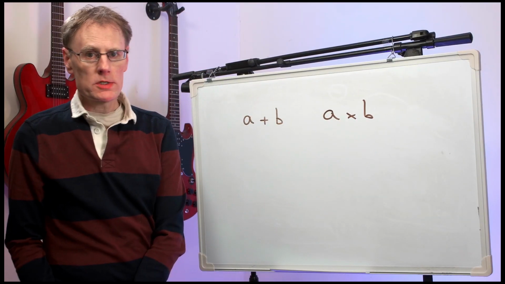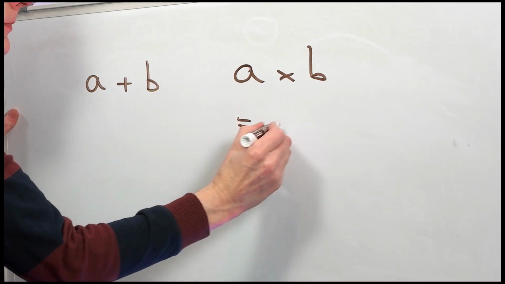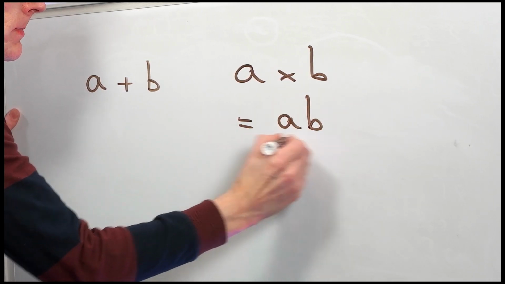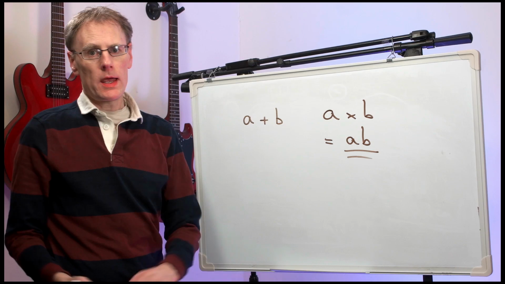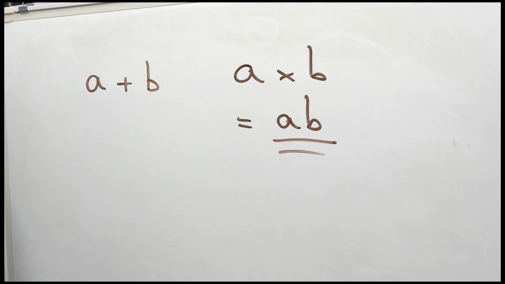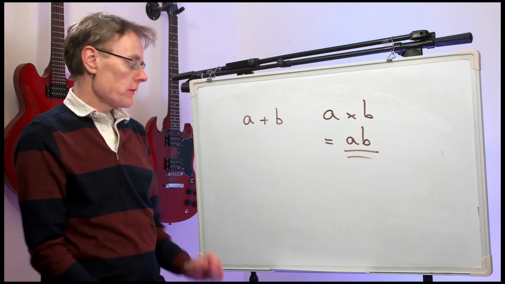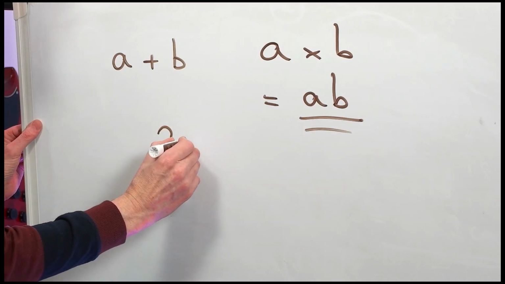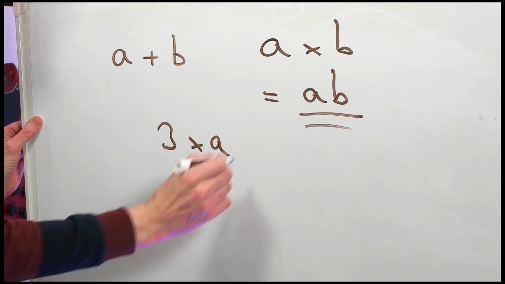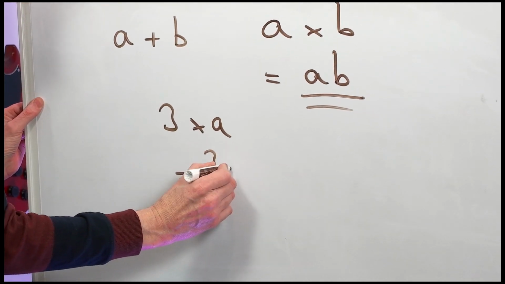Well, that can be written more simply as ab. That's just what it means. ab means a times b. It's a simpler way of writing it. In algebra, you don't need to write the times sign. Just like if you had 3 times a, you would write that as 3a.